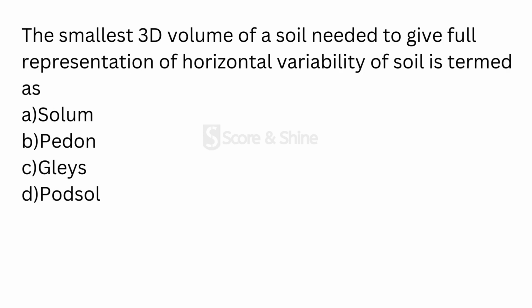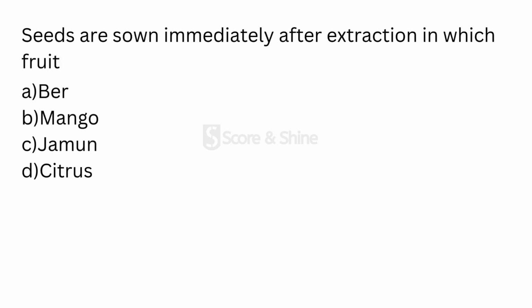And next, the smallest 3D volume of soil needed to give full representation of horizontal variability of soil is termed as. So it is termed as pedon. And next is seeds are sown immediately after extraction in which fruit? So the answer is citrus, because their viability to germinate and grow decreases with time.